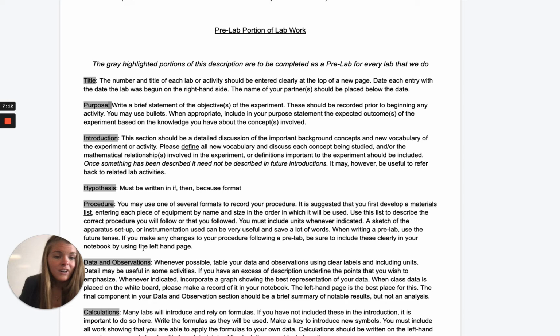However, for other labs, you will need to write a detailed procedure. It includes a materials list, which if you want, you can include in this lab. It includes steps of what you need to do. It includes units when you need them. It tells you how much of each chemical to use. It needs to be super specific so that if someone else is looking at your lab later down the road, they can repeat exactly what you did. Okay?